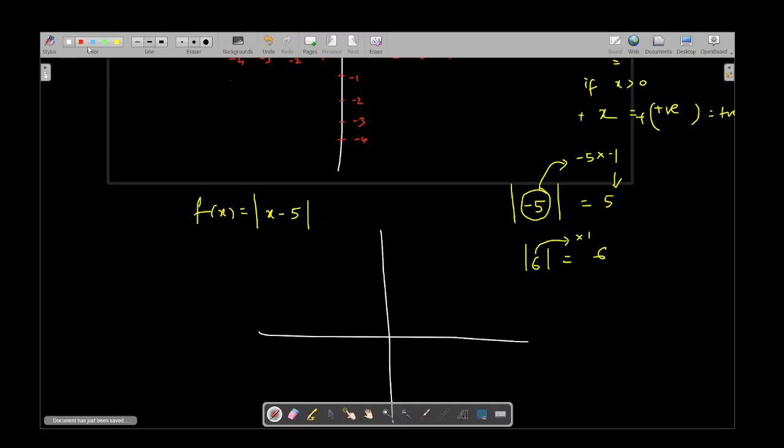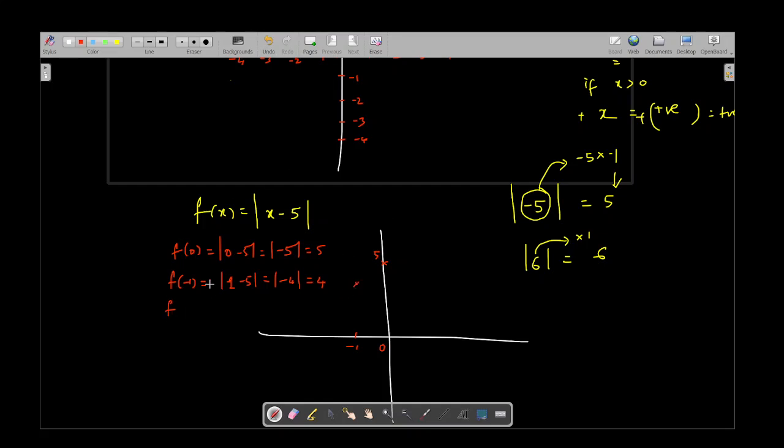Let us start with 0. If I put 0, f of 0 is modulus of 0 minus 5, which is modulus of minus 5. Modulus of minus 5 is plus 5. So at 0 we have 5. Let us put x is equal to minus 1. So f of minus 1 is equal to 1 minus 5. So this is minus 4. Modulus of minus 4 is plus 4. So at minus 1 I have plus 4.